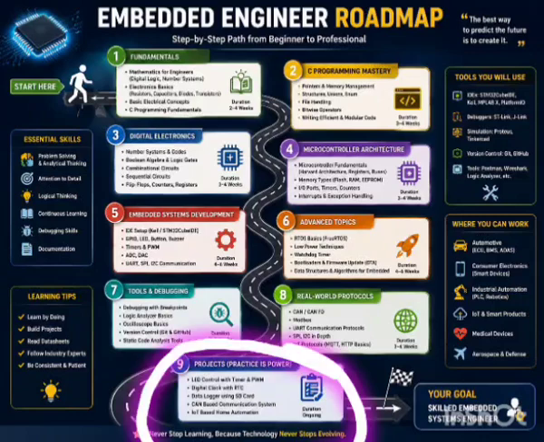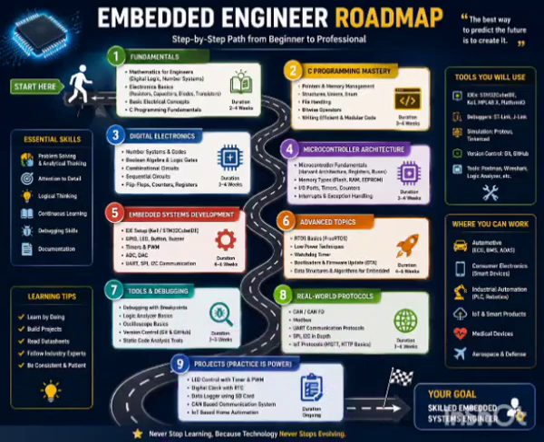Step 8, learn industry concepts for product companies. Also learn bootloaders, firmware updates, OTA, and low power modes. Datasheet reading you need to understand, and debugging techniques you need to understand as well. Now move on to step 9, choose your domain. Embedded engineers can work in automotive, consumer electronics, medical devices, IoT, robotics, aerospace, and industrial automation as well. Choose one domain and build expertise.